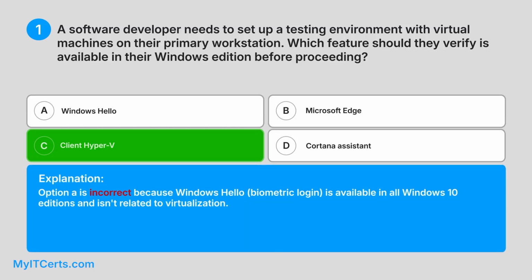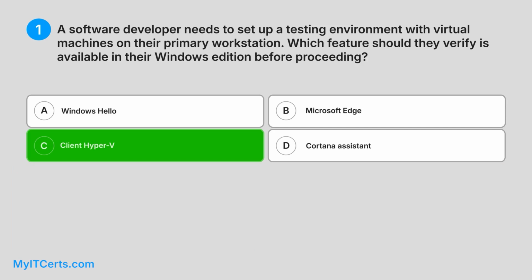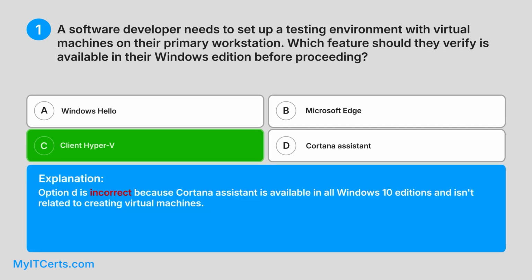Option A, Windows Hello, is incorrect because Windows Hello biometric login is available in all Windows 10 editions and isn't related to virtualization. Option B, Microsoft Edge, is incorrect because the Microsoft Edge browser is available in all Windows 10 editions and has nothing to do with virtual machine creation. Option D, Cortana Assistant, is incorrect because Cortana Assistant is available in all Windows 10 editions and isn't related to creating virtual machines.